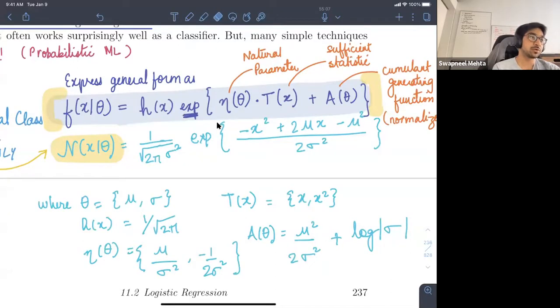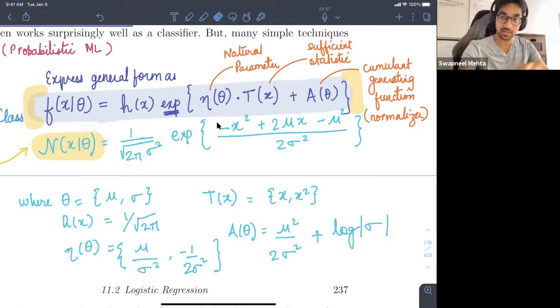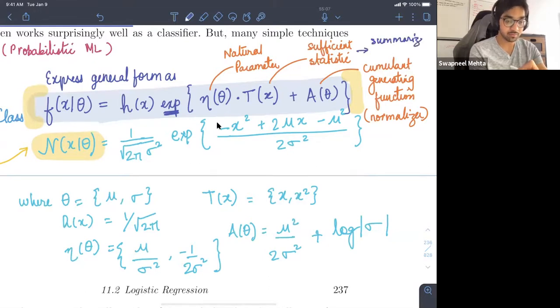I'm not going to go into these details because that's not what the chapter is about, but this is used in a lot of machine learning, particularly in the Bayesian setup, where you have exponential families playing a really nice role. T of x is the sufficient statistic. This we know of. This we use to summarize our data.